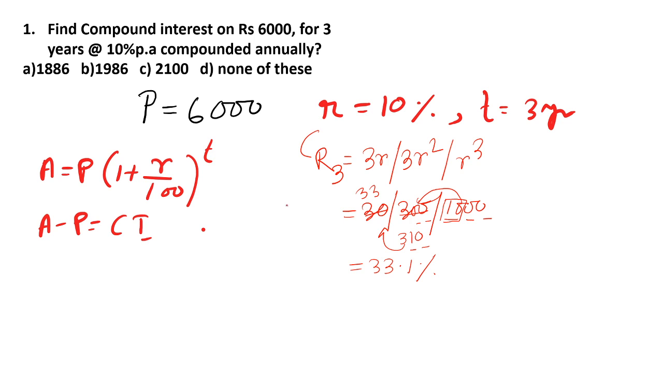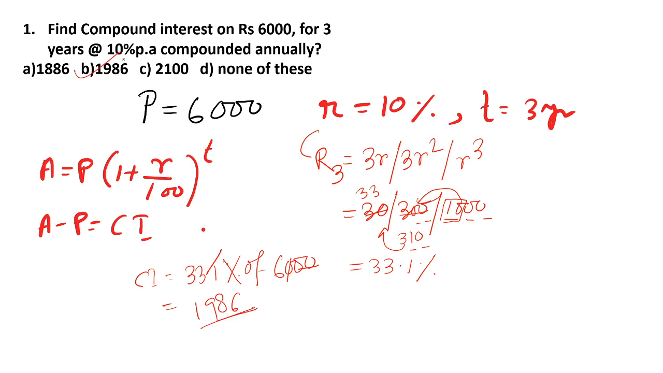Now you have to find the compound interest on rupees 6,000 for this. So CI will be 33.1 percent of the principal, and you know the principal is 6,000. If you cancel the percentage with the 6,000 and cancel the rest, you will have 1986. So that's your answer. You may solve this with the help of this process. So your answer is option B.